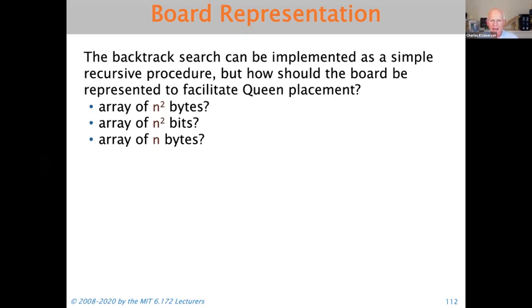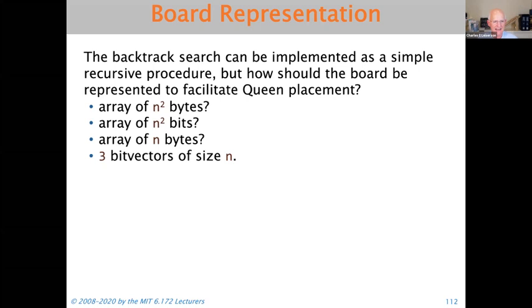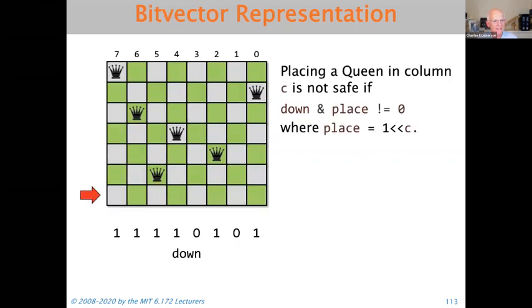I'm actually going to share a neat hack that uses only 3 bit vectors of size n. Bit vectors of size n conveniently fit in a 32-bit word typically. If you try to do things bigger than 32, you're probably not going to complete the search, because the search space gets bigger exponentially. So here's the bit vector representation.